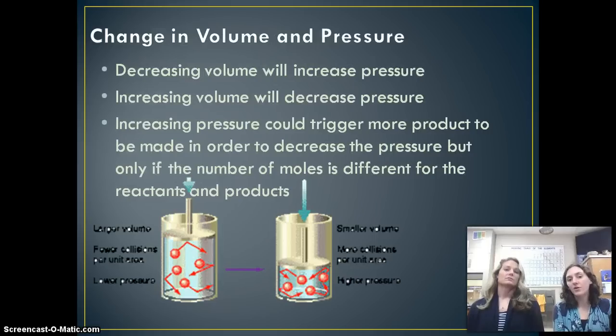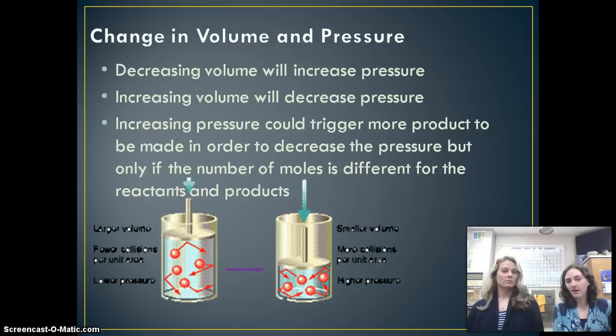Now let's talk about volume and pressure. If you decrease the volume, let's say I have a gas, so that second picture there, you're going to increase your pressure. And if you increase your volume, you're going to decrease the pressure. So if you increase your pressure, you could trigger more product to be made because it's going to relieve the pressure within there.